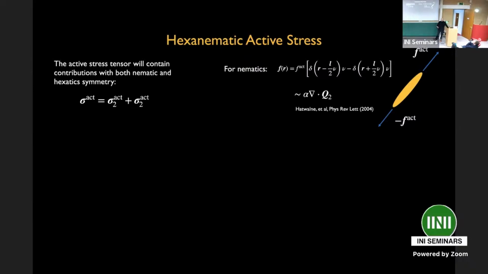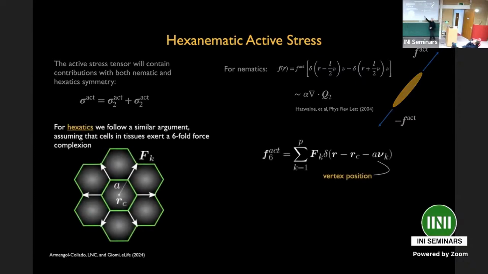I need to redo this procedure for the hexatic case. So what I do is I take one object, one cell, one hexatic cell. I need the hexatic symmetry, and I can imagine that these cells exert a force at their vertices, and eventually I can write an expression for the force density for each force, for each vertex, and coarse-grain this expression.